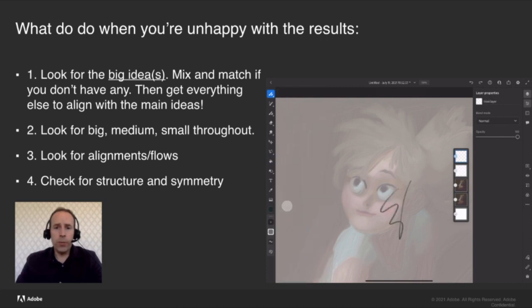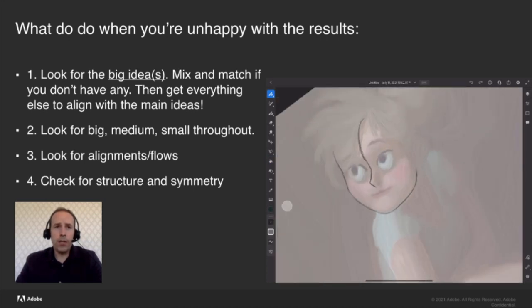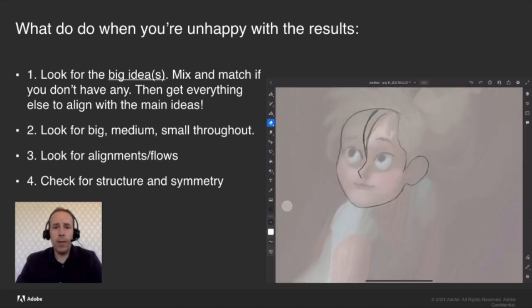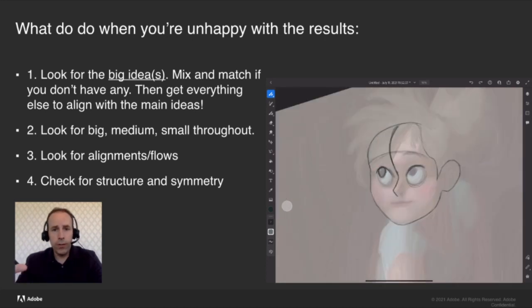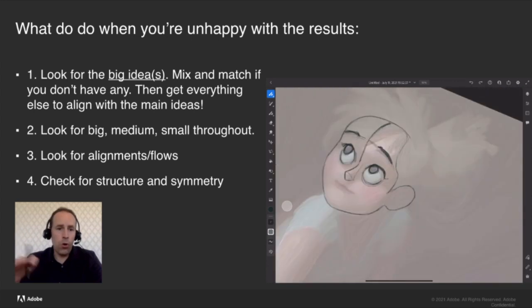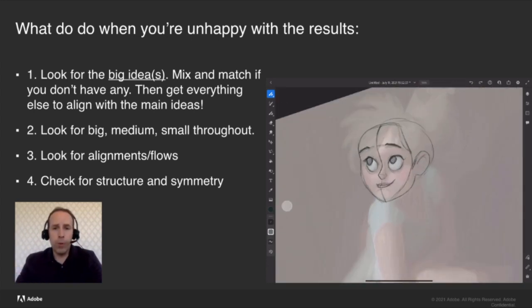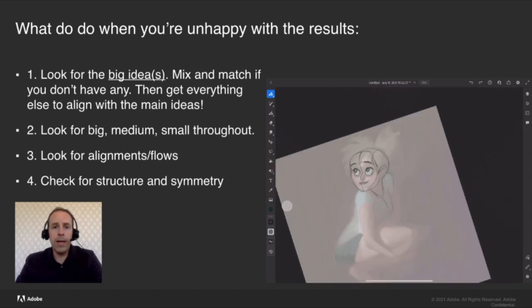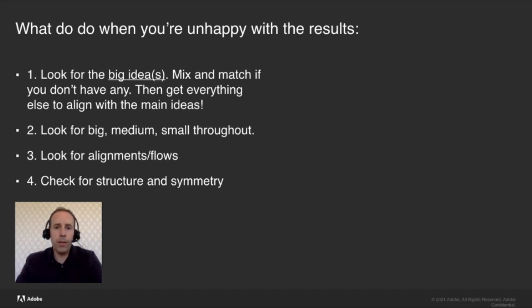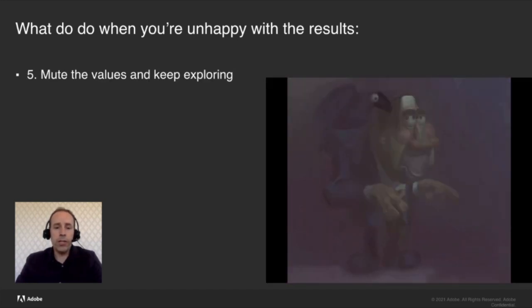Checking for structure and symmetry is another important thing. It's not really something that you should be thinking about early on, but this is a way of turning on your internal editor to fix problems. Throw a new layer on top and draw over it to figure out where your symmetry problems or structural problems are keeping this piece from being as interesting as it ought to be. Then mute the values and just keep exploring.